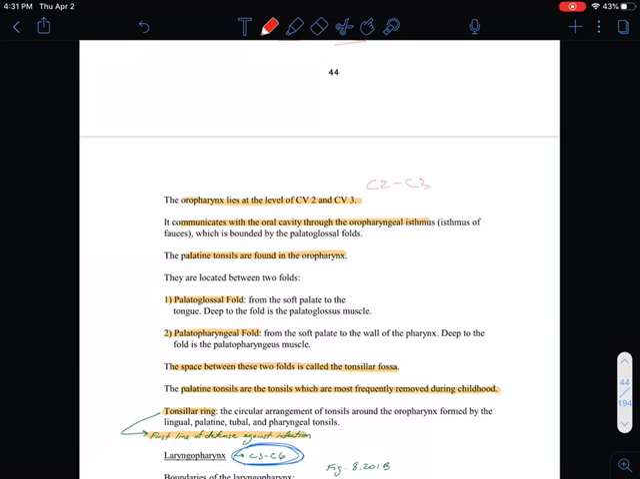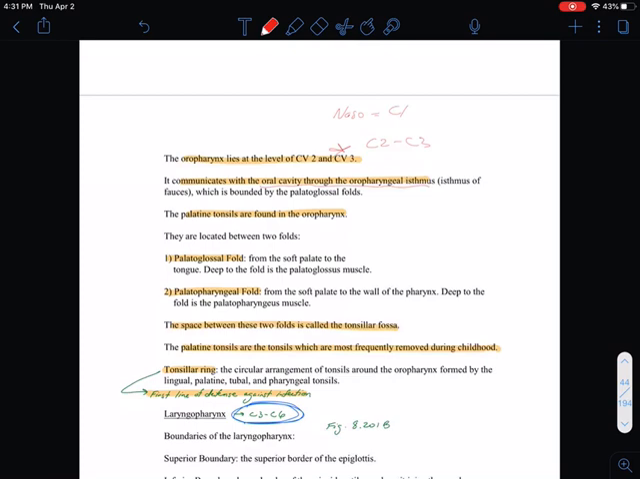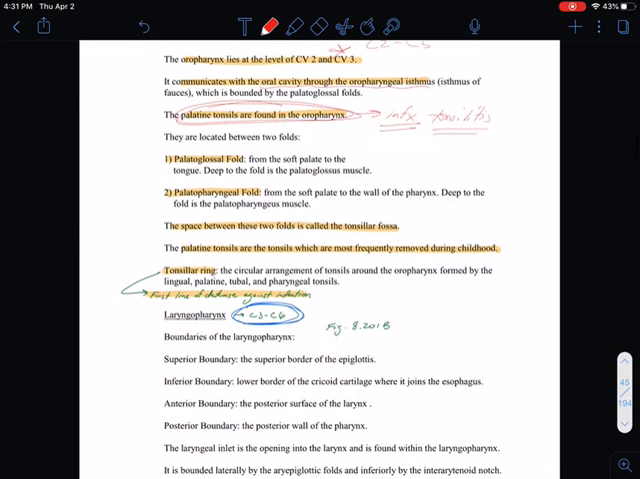Oropharynx lies from C2 to C3. Remember, naso is C1. Make sure you're knowing these levels. These guys tend to pop up on exams. It communicates with the oral cavity through the oropharyngeal isthmus. Palatine tonsils are found in the oropharynx. Again, these guys are linked to infection, tonsillitis. Please don't miss that question. They are located between two folds, our palatoglossal fold and palatopharyngeal fold, which we talked about a little bit earlier.